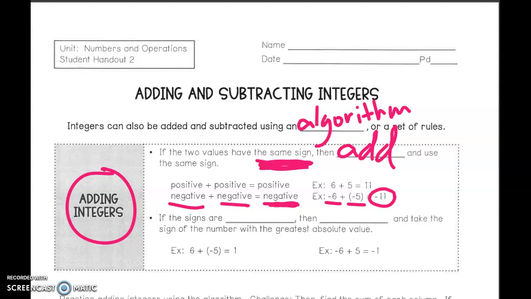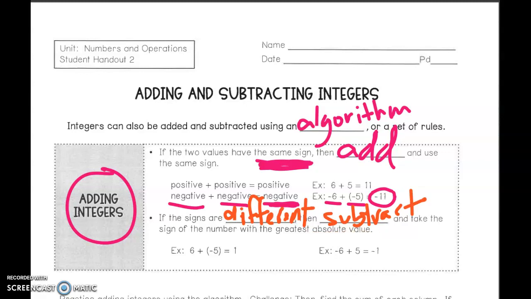Where it gets a little trickier is if the signs are different. If the signs are different, we have a different rule. Then we subtract the two numbers and take the sign of the number with the greatest absolute value.